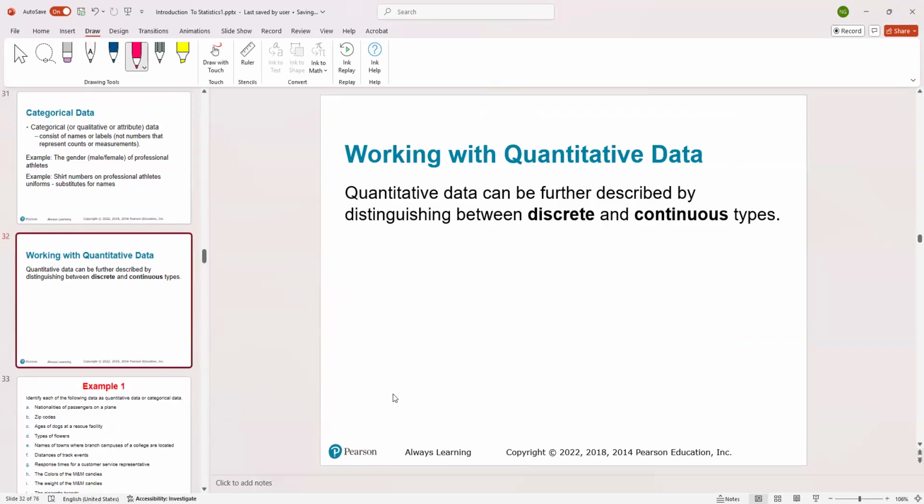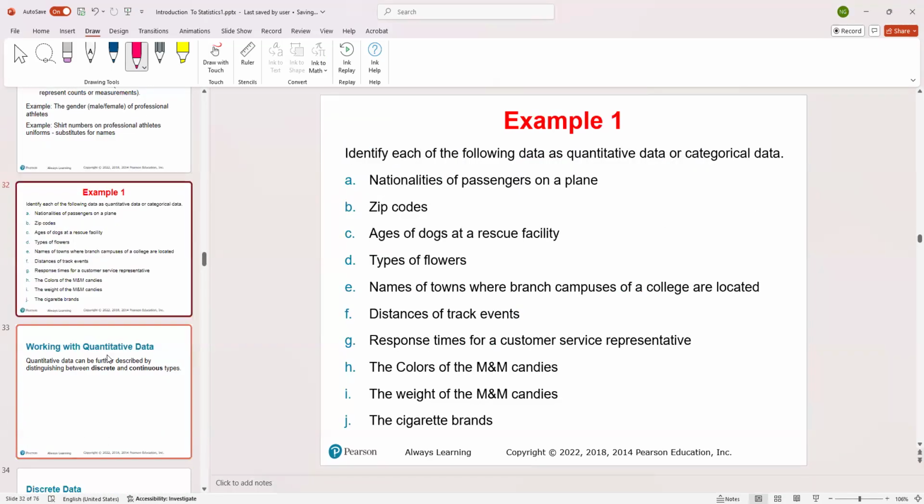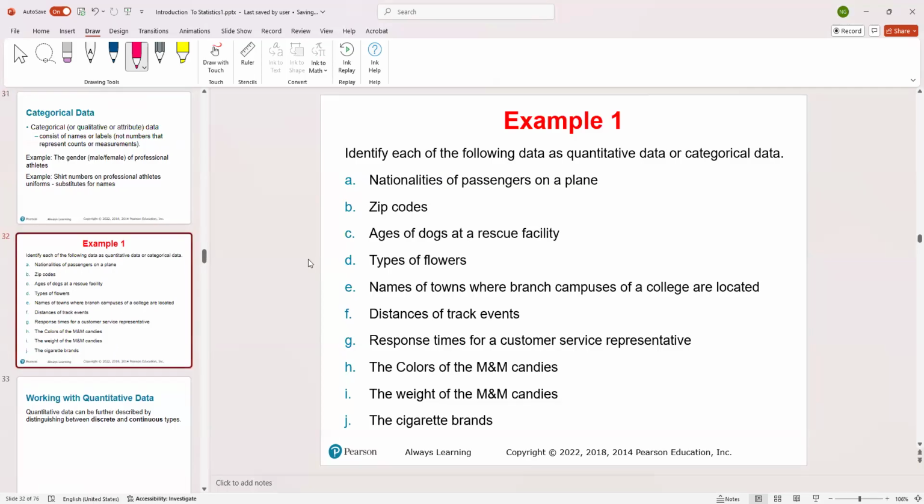So working with quantitative data, we can work with them, of course. We can also work with qualitative data. Before we get there, I'm going to do these examples before we go with this type of data. Sorry, I need to change the order. Now, in these examples, all we need to do is identify, in the following data, which one is quantitative data, which one is qualitative data?